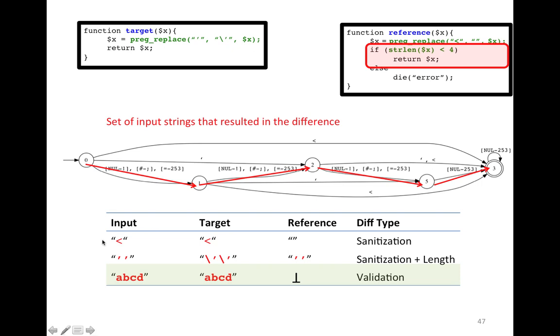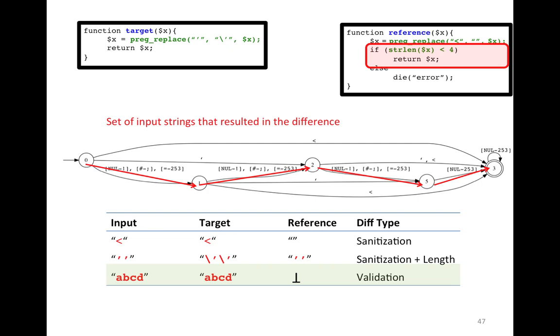Now, this last path shows us some input strings that would result in a difference between the output of the target and the output of the reference. As an example, the input ABCD is going to be output by the target as ABCD, while the reference is going to reject this input and die. Why? Because this input string does not satisfy the constraint in the reference, so it's going to be rejected there, while on the target, there's no such constraint.